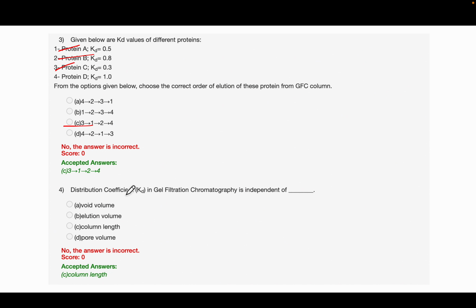So now, what is the distribution coefficient? Distribution coefficient Kd in gel filtration chromatography is independent of what? It is independent of void volume, elution volume, and pore volume. The distribution coefficient means how your protein of interest or molecule of interest is getting distributed between the mobile phase and the resting phase, which is not moving. So the answer will be: it is independent of the column length.